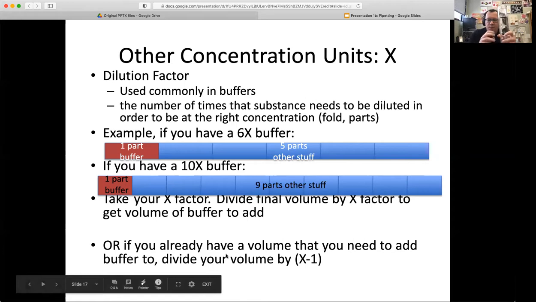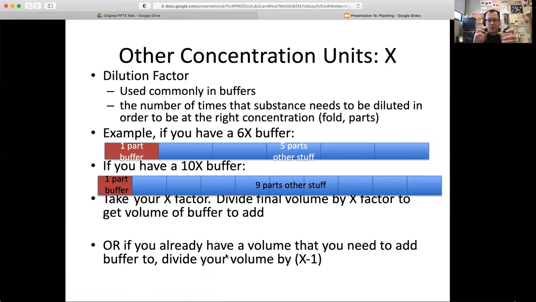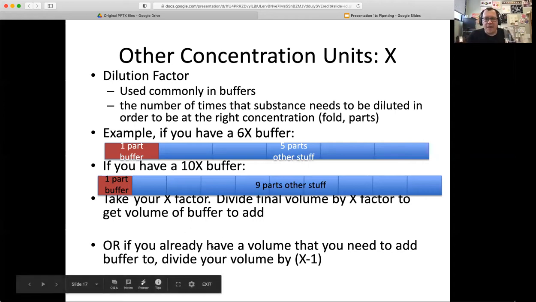The nice thing about X is you don't always have to have a final target volume. Sometimes you can be working with something that you already have a volume of, and you're going to be putting a buffer onto it. You can figure out the math there. If you already have a volume and you want to put a buffer on there, you have to divide that volume by x minus 1.